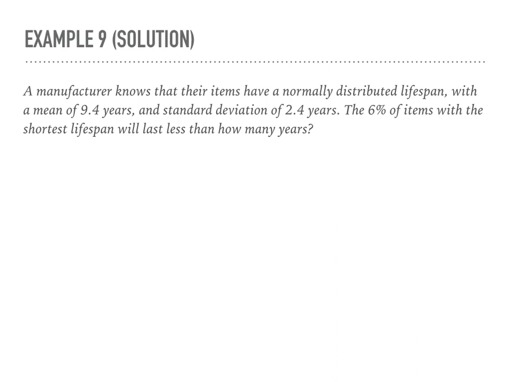A manufacturer knows their items have a normally distributed lifespan with a mean of 9.4 years and a standard deviation of 2.4 years. The 6% of items with the shortest lifespan will last less than how many years? So we have the probability x is less than c is equal to 0.06. So c equals inverse norm 0.06, comma 9.4, comma 2.4, which is approximately equal to 5.7. So the 6% of items with the shortest lifespan will last less than 5.7 years.